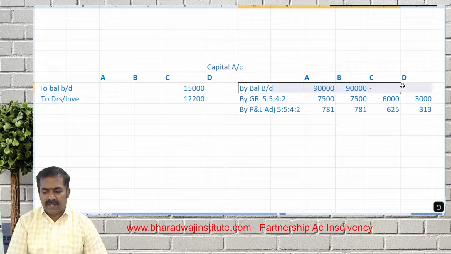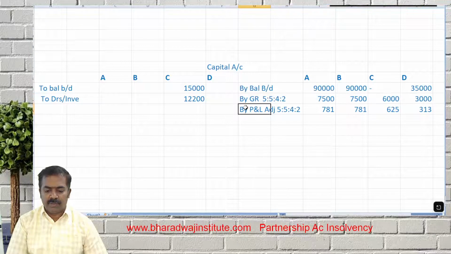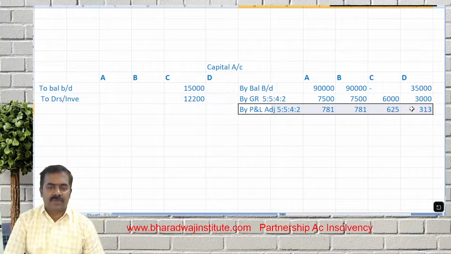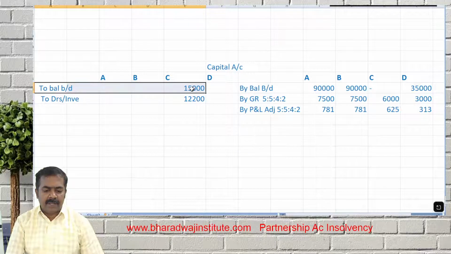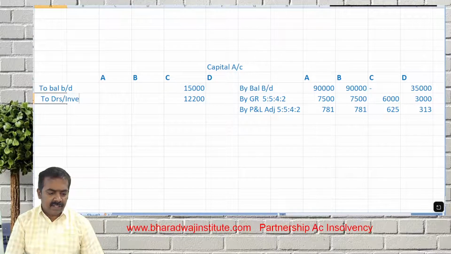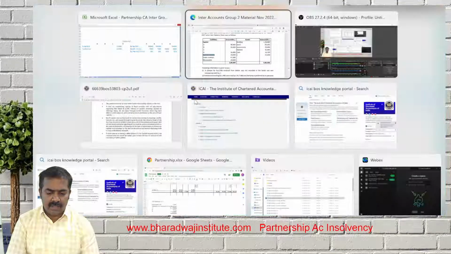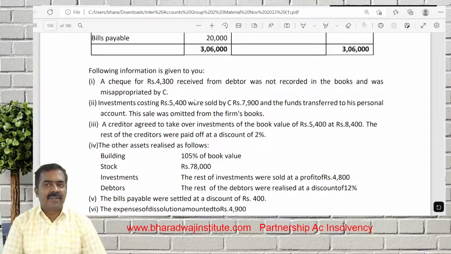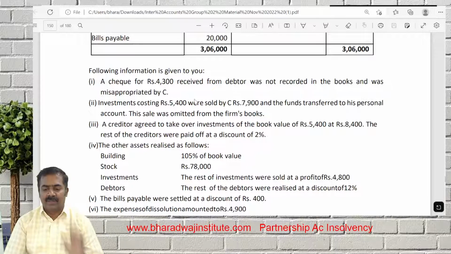So by balance brought down, general reserve is transferred in which ratio? Old ratio. This profit on sale of investment was omitted in the books, that is recorded now and transferred to partners' capital in profit sharing ratio. C's opening balance was a debit one. Debtors and investment have to be adjusted for how much? 12,200. Now, remember, so far we were doing rectification of error. Now, go to that.